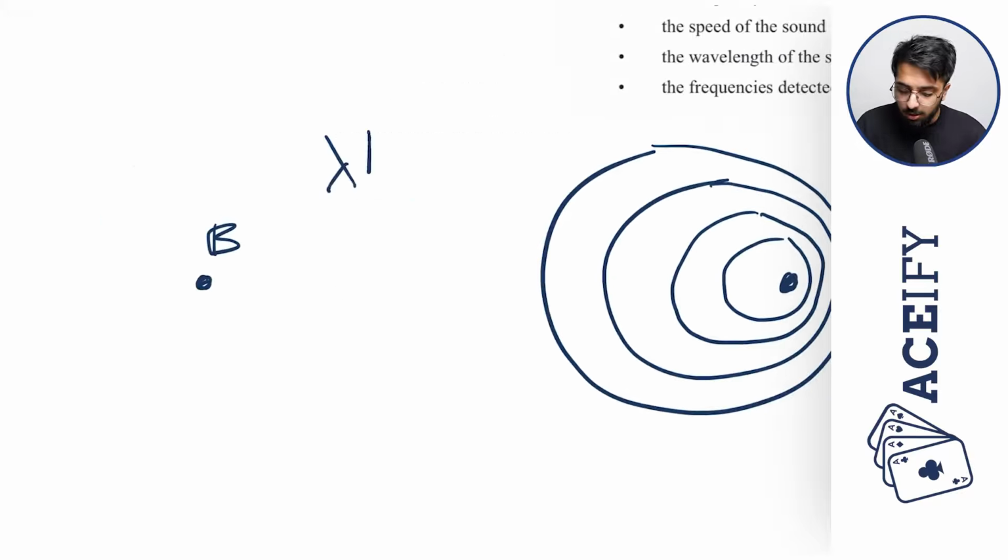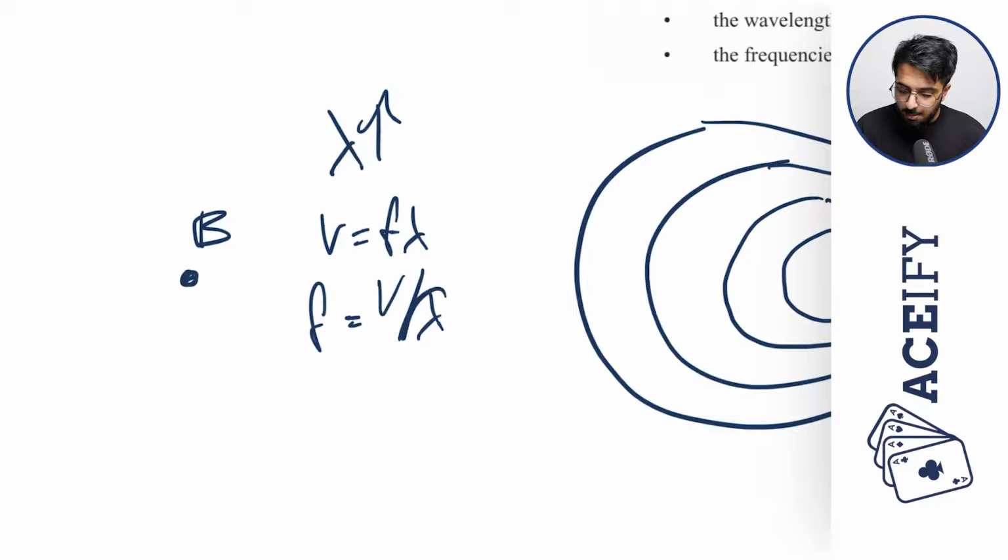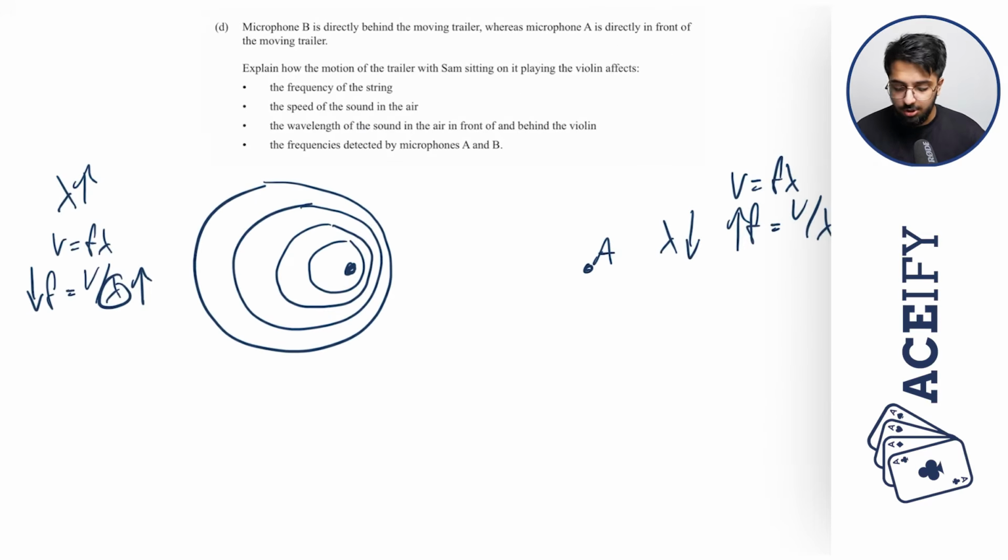On the other hand, B is going to perceive longer wavelengths, and therefore, again, as v is equal to f lambda and f is equal to v over lambda, if B perceives longer wavelengths, it's going to perceive a lower frequency, again, compared to the source. And you can write that in.